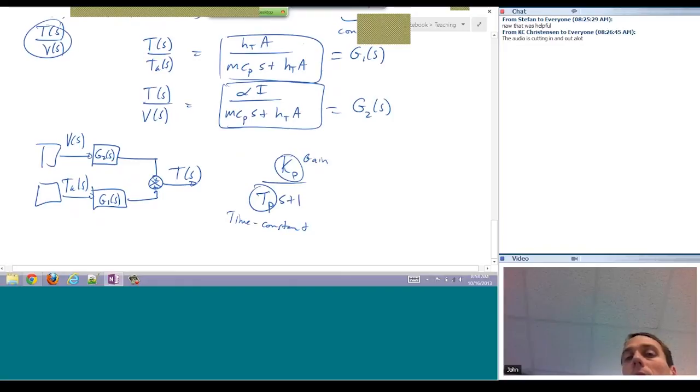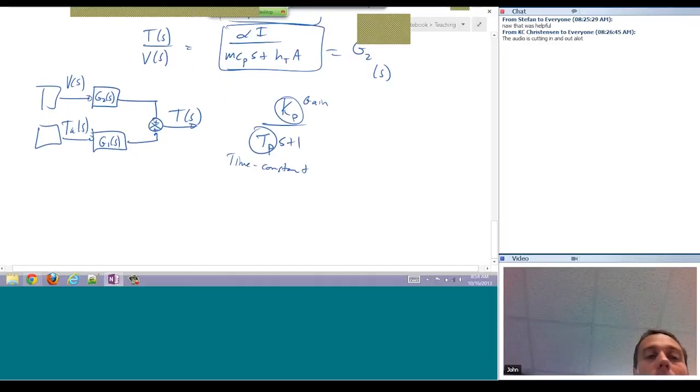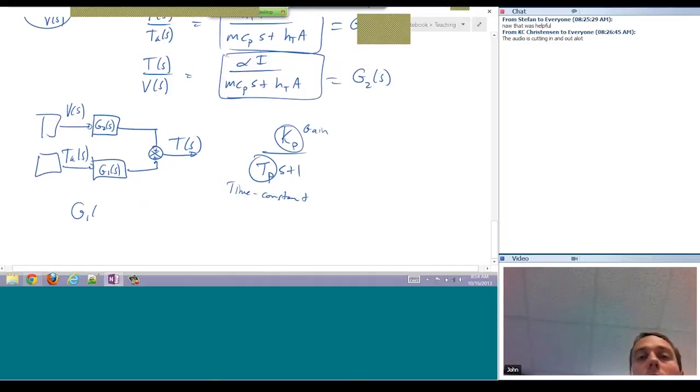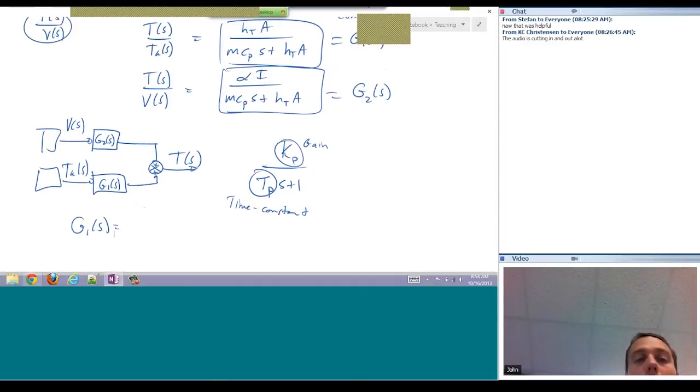So for this one, let's do G1 first of all. G1 of s equals 1 over (m C_p over hA) s plus 1. Yeah, so gain is 1. That's for your ambient air temperature. And then that is your time constant, tau P.